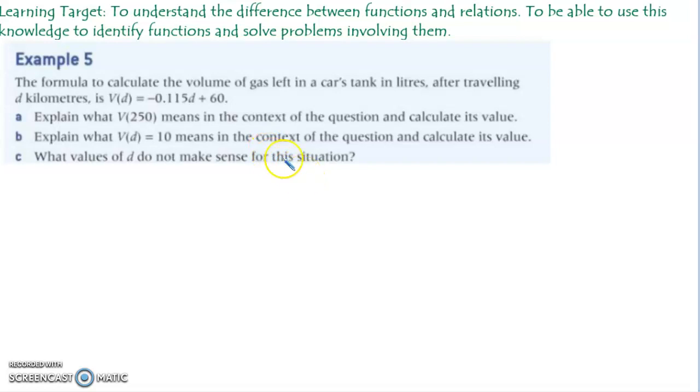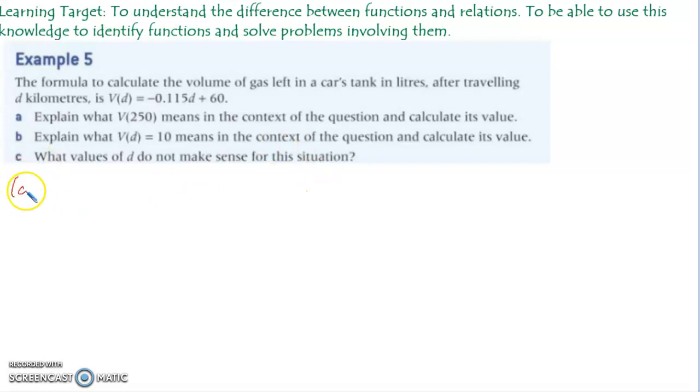Okay, we have a problem here. So we're given a situation. This is an example of function notation when it's not written as f of x or as g of x, where it's using letters like v and d that represent units in the problem. So this says the formula to calculate the volume of gas in a car tank in liters after traveling d kilometers is v of d is equal to negative 0.115 d plus 60. So explain what V of 250 means in the context of the question and calculate its value.